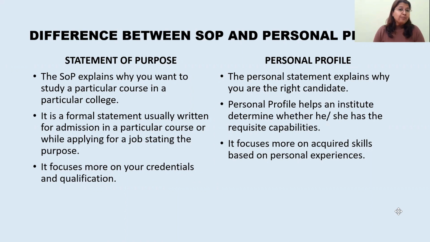Requisite capabilities not only define your qualification and academic achievements, they also define what kind of person you are, whether you are kind or compassionate, whether you have all those human values which are supposed to be there, whether you have been active in some kind of community service, and whether you feel any sort of social responsibility or not. All these aspects are seen in the personal profile. While SOP is more about your qualification for joining that particular course, or your interest in that course or college. SOP focuses more on your credentials and qualifications, while personal profile focuses more on acquired skills based on personal experiences. I hope you have been able to understand the difference.